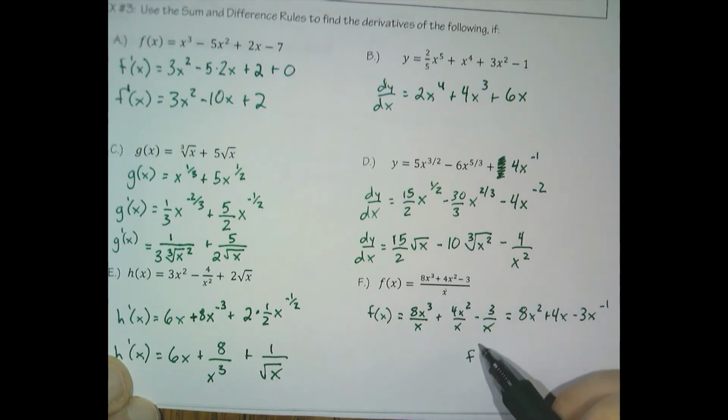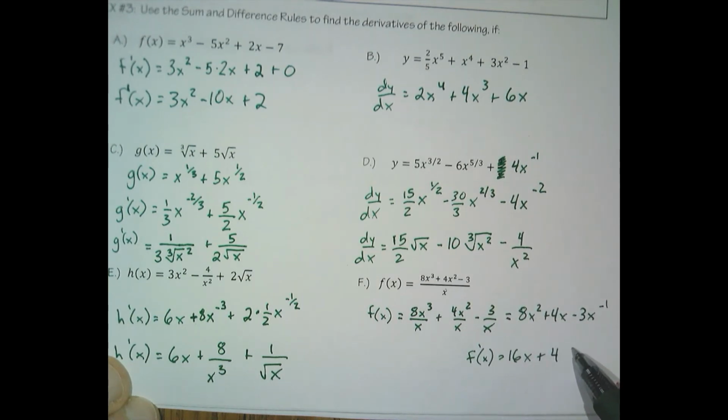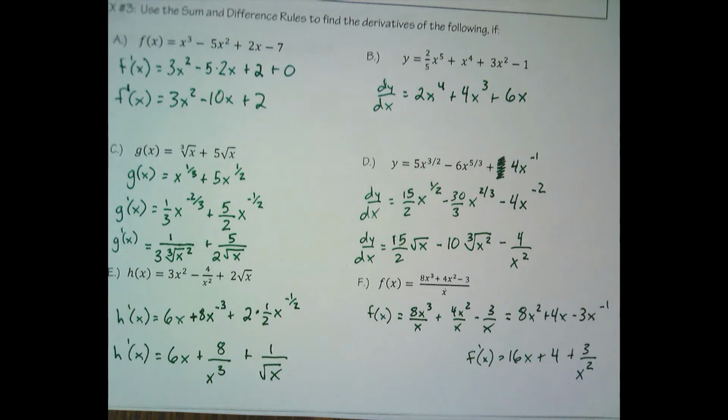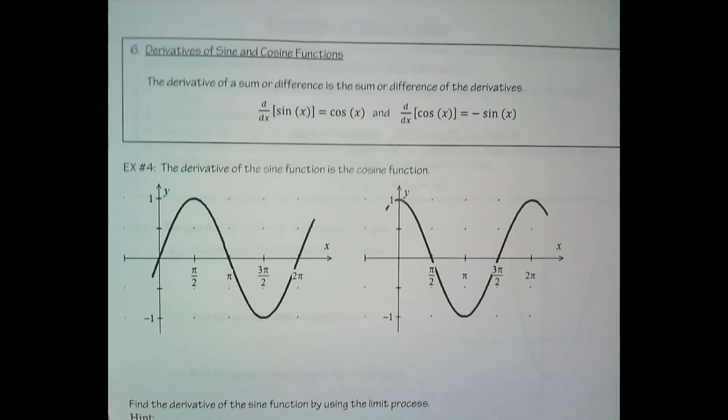So our derivative is 8 times 2 is 16x plus 4 plus 3x to the negative 2, or 3 over x squared. Okay, and then finally the derivative of sine and cosine.